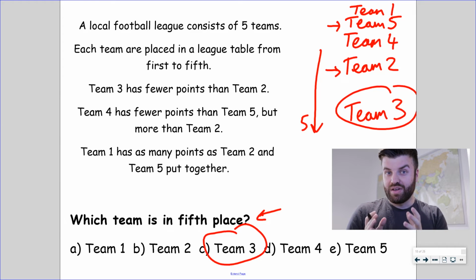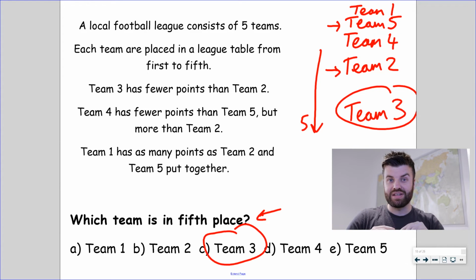Now that is all of the different types of verbal reasoning question that we could go through with you right there. And that's around about 16, 17 different questions.